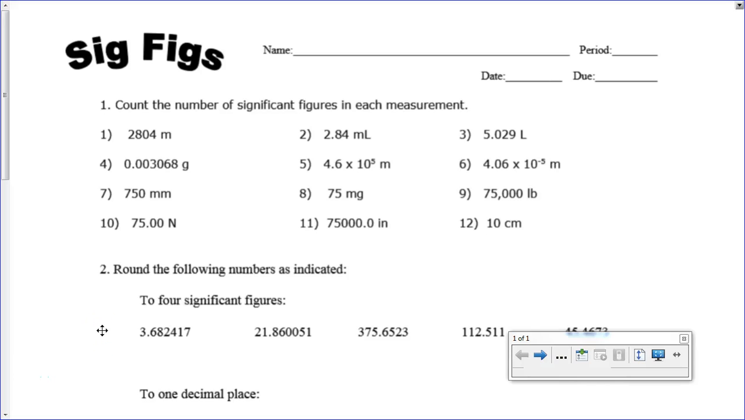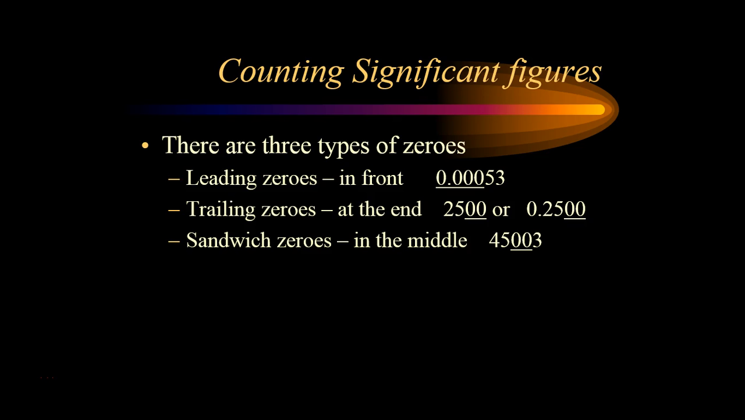In this video, I'll be going over the sigfigs worksheet. But before I do that, I want to look back at some key points from our notes. The first thing is looking at these three different types of zeros. There are leading zeros, which are up in front of a number, trailing zeros, which come at the end, and sandwich zeros. All right? When we're deciding whether or not a significant figure is important, we have to look at what kind of zero it is.